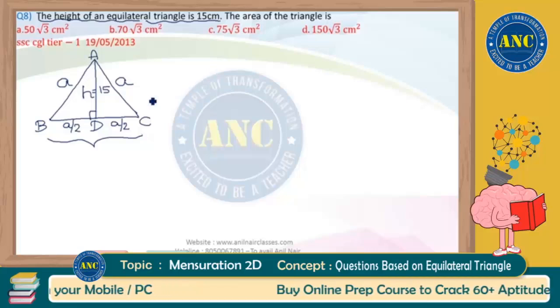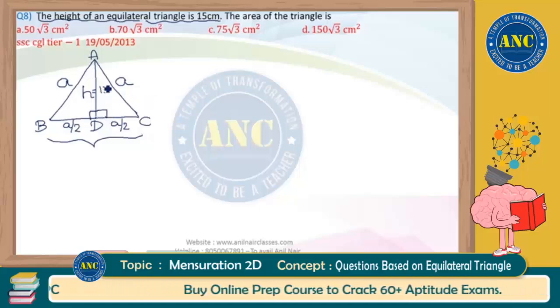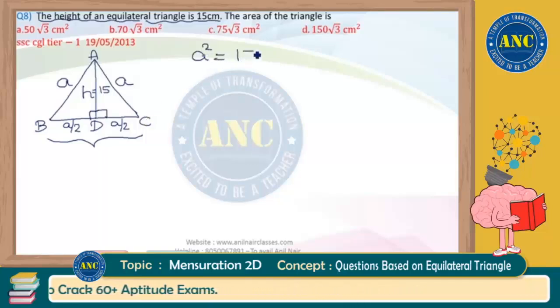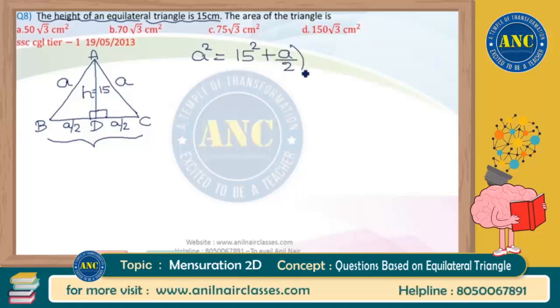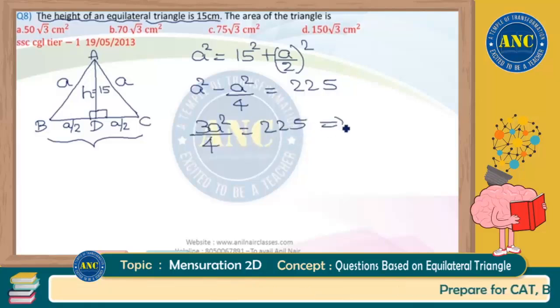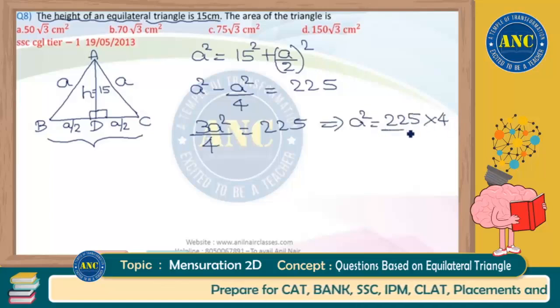Now, what I can do is, if you observe this triangle ADC, it is nothing but a right angle triangle. Hypotenuse square is opposite square plus adjacent square. So A square is 15 square plus A by 2 whole square. So A square minus A square by 4 is equal to 15 square, which is 225. This is 3A square by 4 is 225. So A square will be equal to 225 into 4 divided by 3.